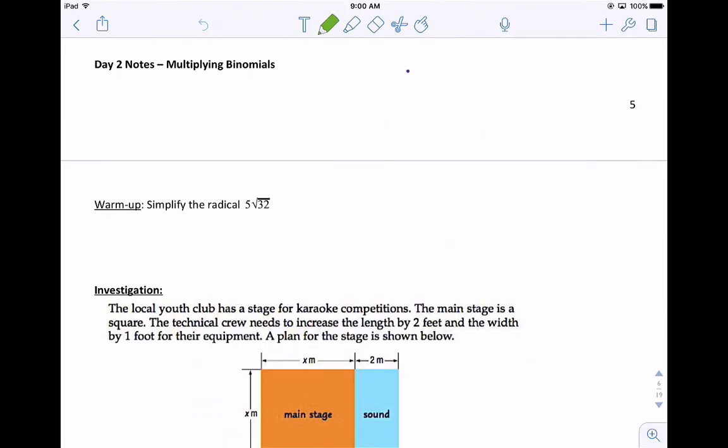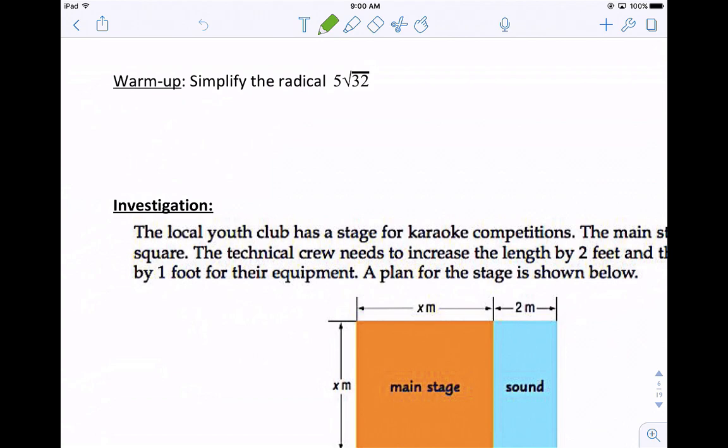Today we are going to look at multiplying binomials. So we're going to start with our warm-up review from yesterday, simplify the radical. And so if we simplify this radical right here, let's take a look at the square root of 32 first. And we want to think of what is the biggest square number that you can divide 32 by.